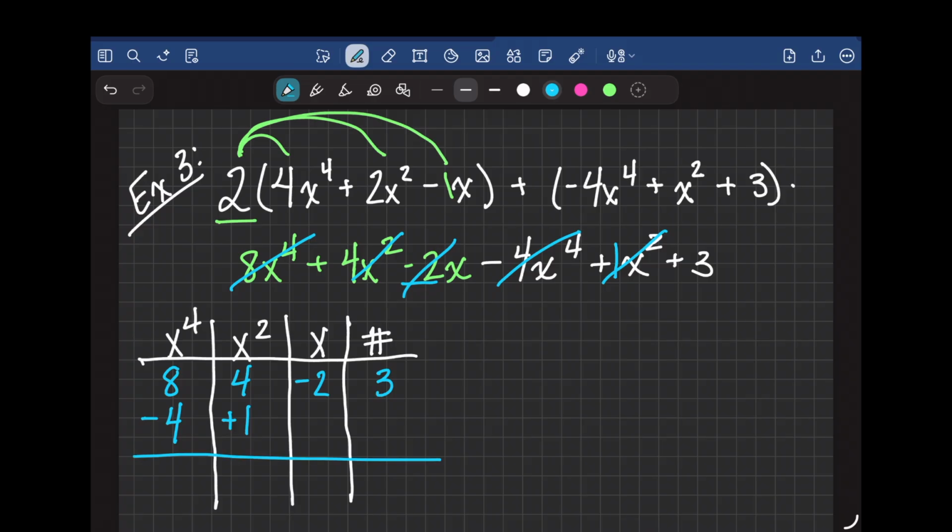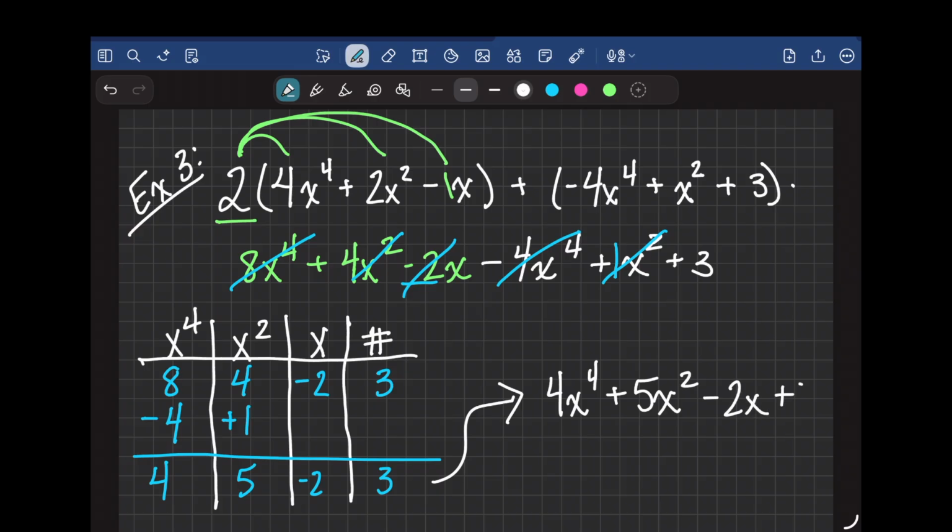Tallying this up, 8 minus 4 is 4. 4 plus 1 is 5, and negative 2 and 3 stay where they are at. So now writing my final answer with their group names, I have 4x to the power of 4 plus 5x squared minus 2x plus 3, and I am done.